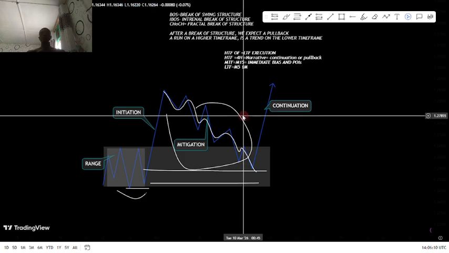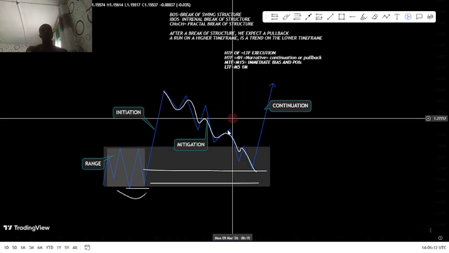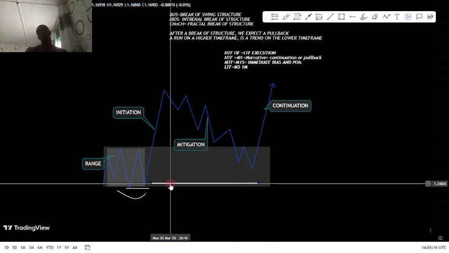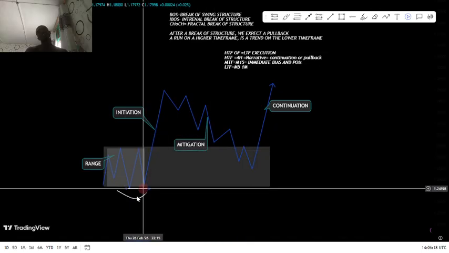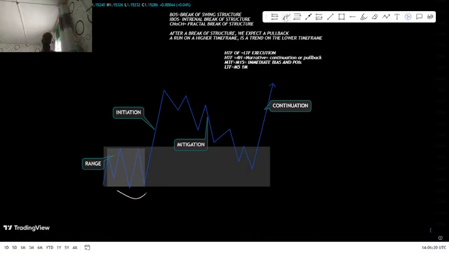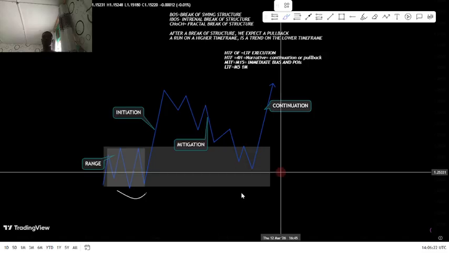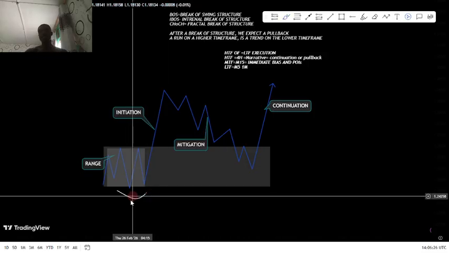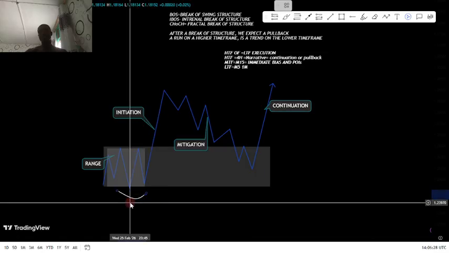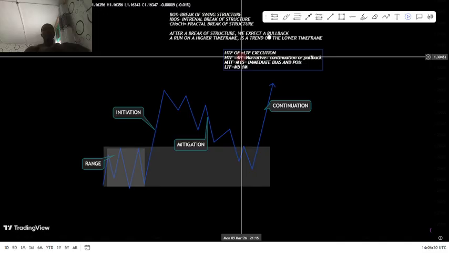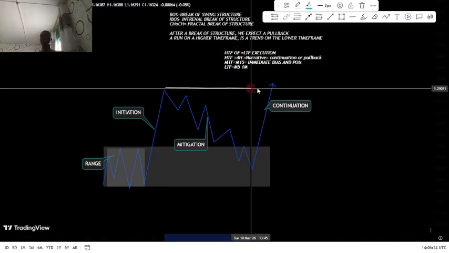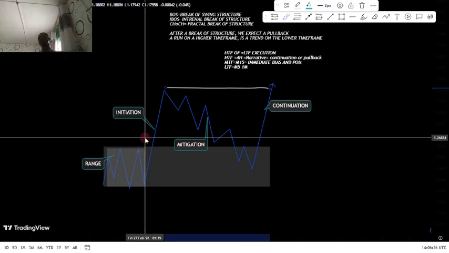So when you get a mitigation into the demand region or into the range, you are expecting the people that stepped in from here to step in again. So what you will look for is continuation to follow the direction of the established trend.